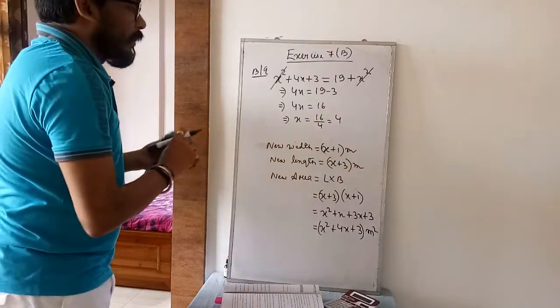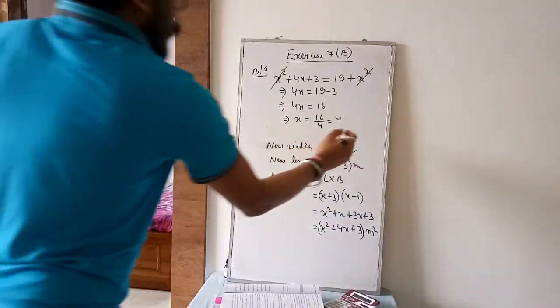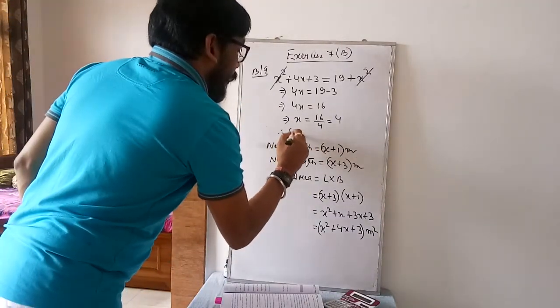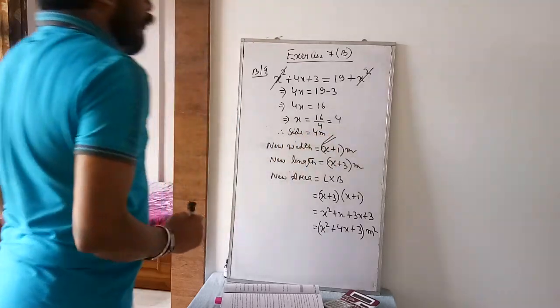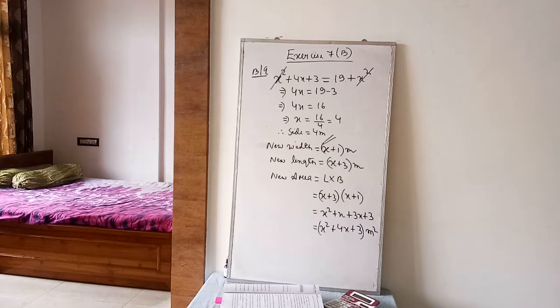Take the screenshot. Therefore side equal to, I am writing here, side equal to 4 meter. So this is the end of your sum. Take the screenshot. Hope it is clear.